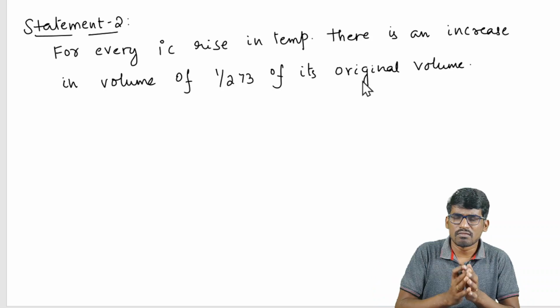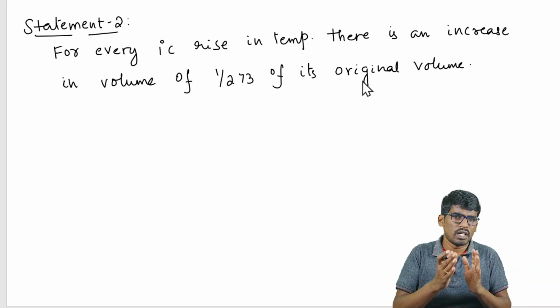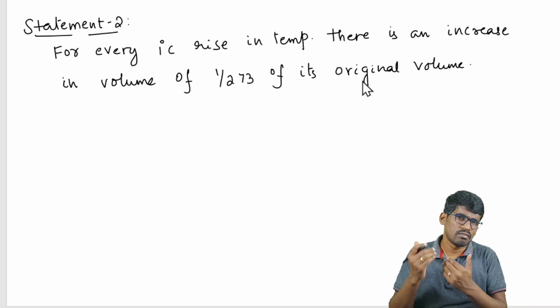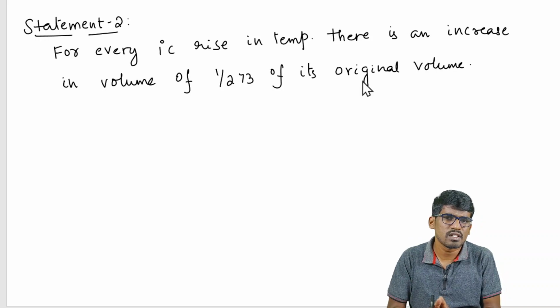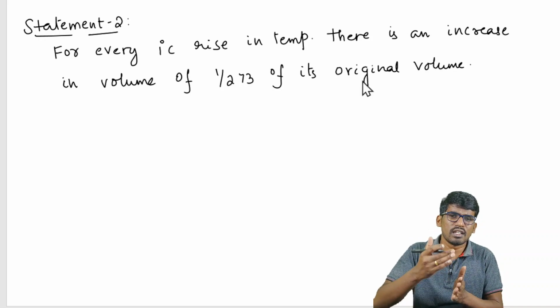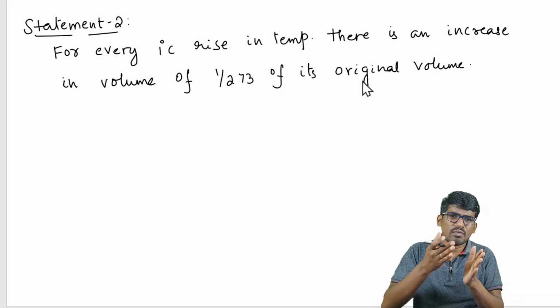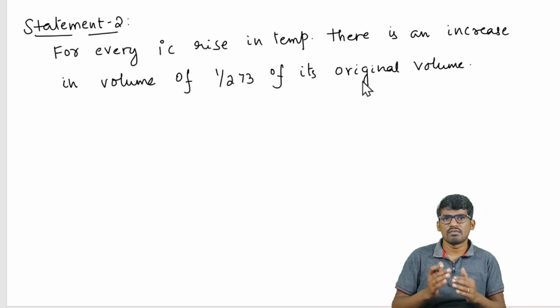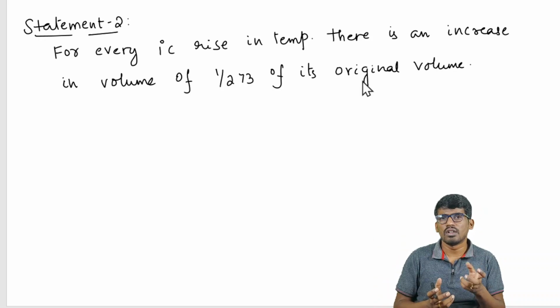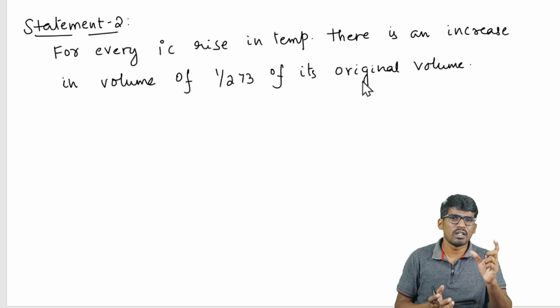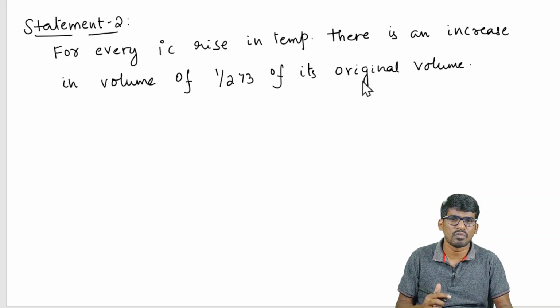Initially we have taken a certain volume, that is called the original volume, at a temperature, let it be initially 0 degree Celsius. So slowly you are increasing the temperature. For every 1 degree centigrade rise in temperature, there is an increase in the volume. That increase in volume is 1 by 273 of its original volume.